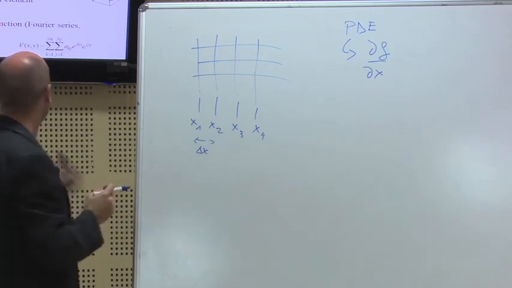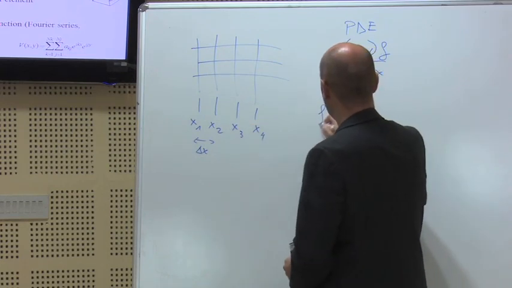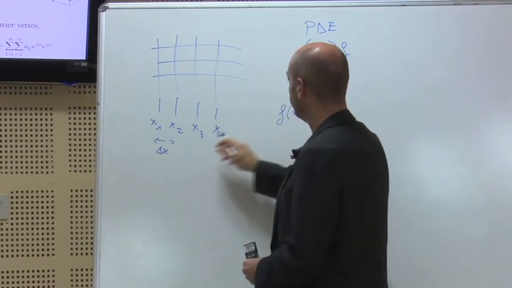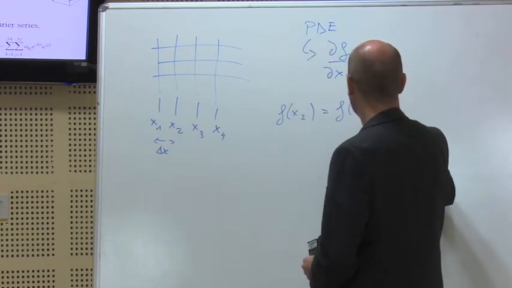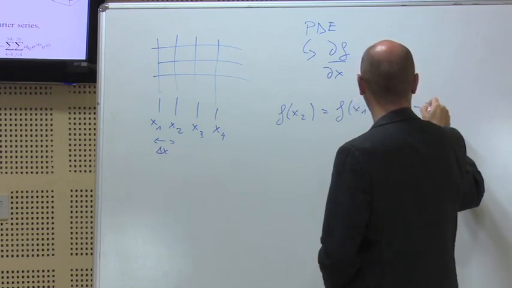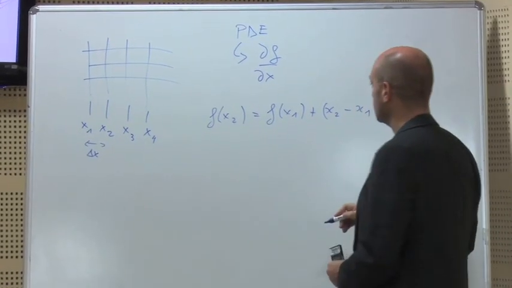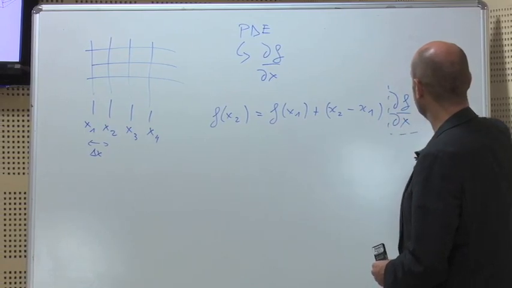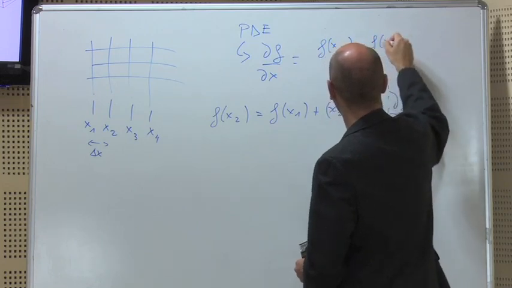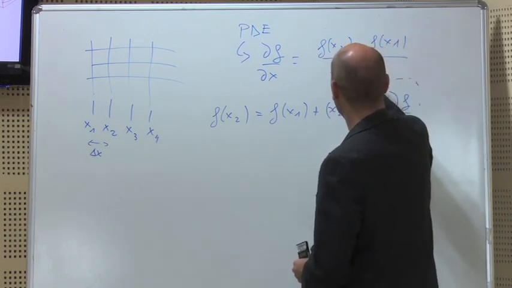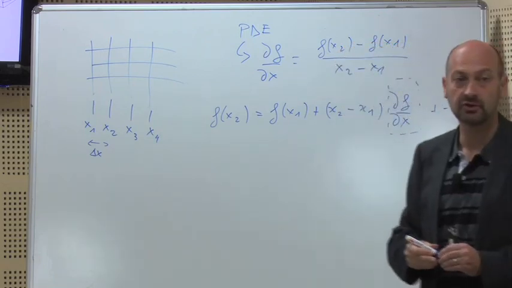So the idea of the finite difference method is to say that you can make, for example, a Taylor expansion of the value of f at x2. So it will be f at x1 plus x2 minus x1 df by dx. Okay, and then you are going to approximate this by f x2 minus f x1 over x2 minus x1. Of course, you have many terms here. Okay, so the finite difference method, this is the basic idea.